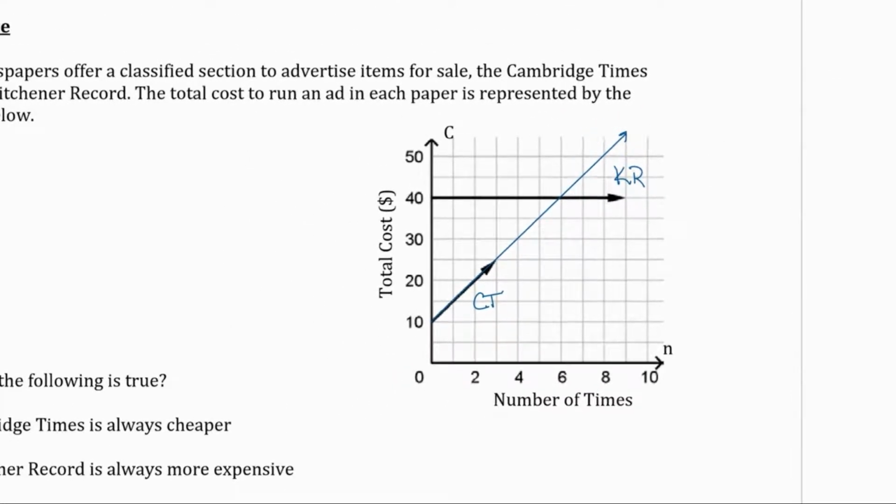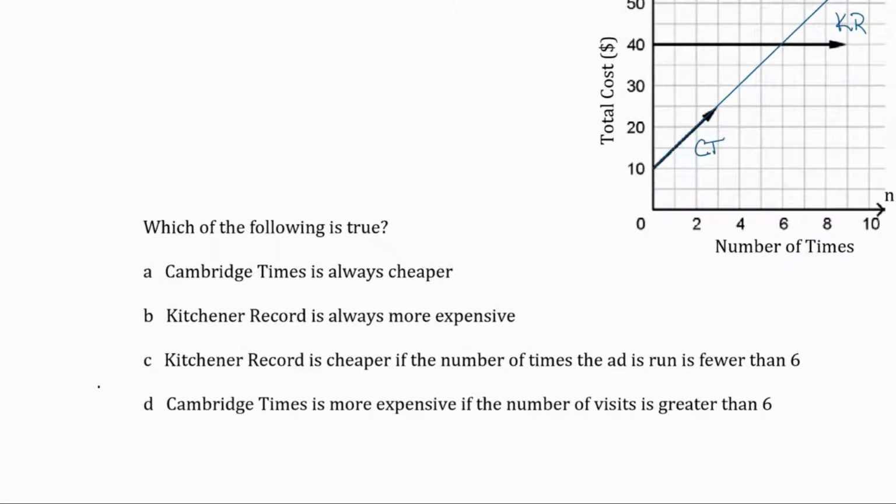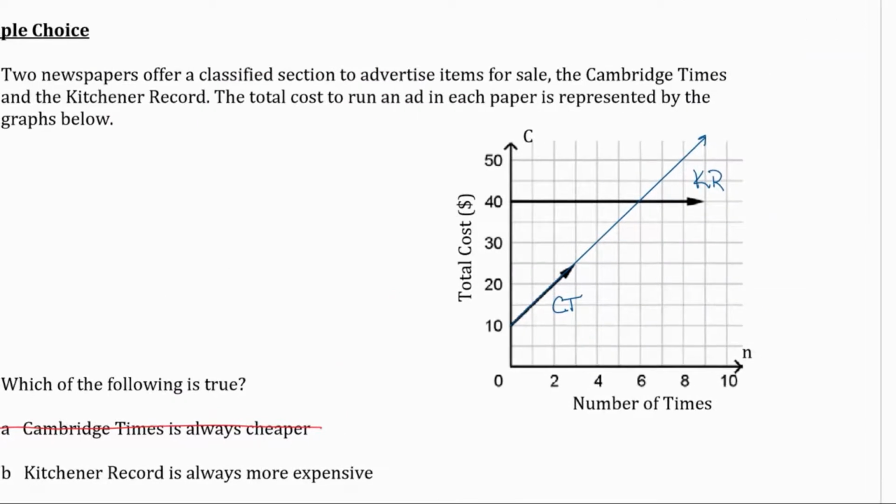So this is not true. Cambridge Times is always cheaper. Not true. It will eventually become more expensive, but some people might think that because the line stops. So our strategy here was to extend the line and see where they cross.